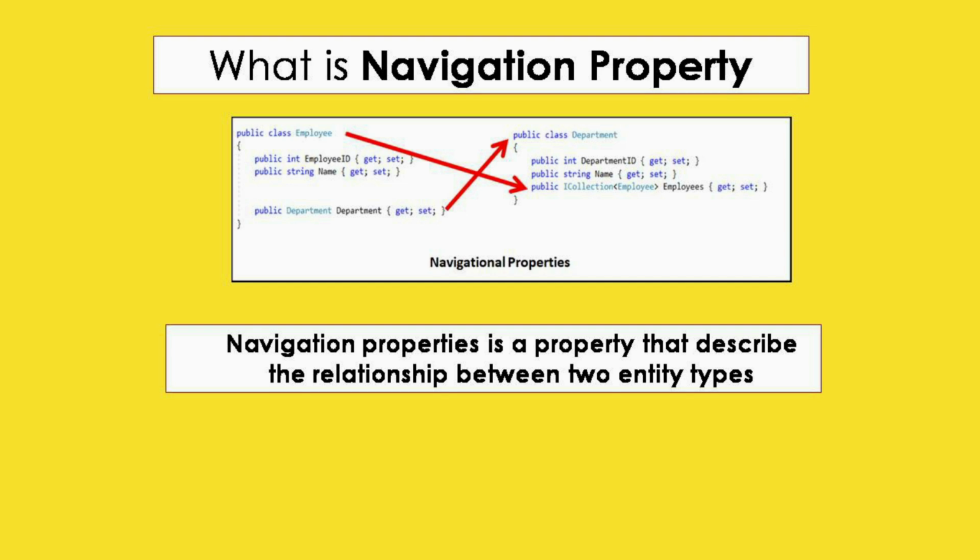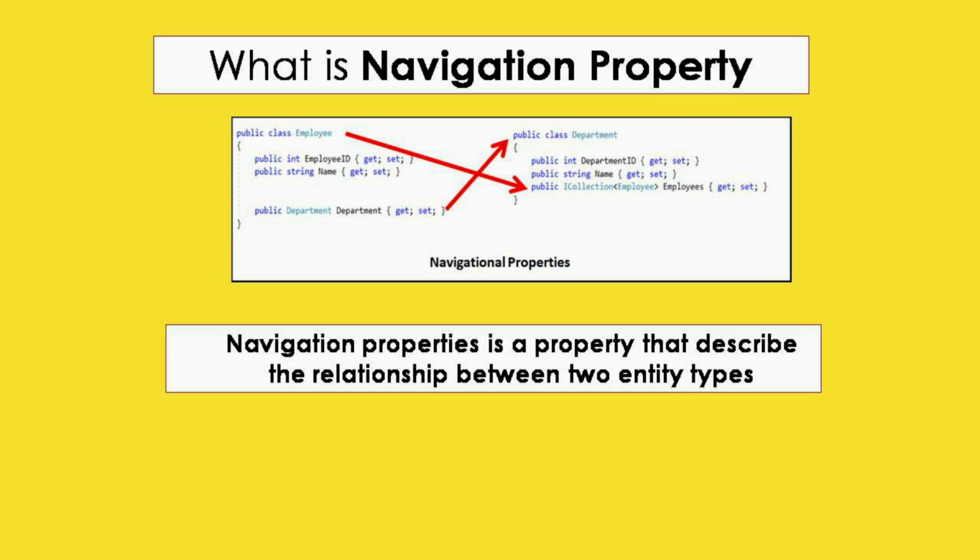Okay, and in the employee model we have a navigation property, the department property. And in the department model we have a property, ICollection of employees. This is a navigation property. So based on these navigation properties, we can say we have a one-to-many relationship between employee and department. One department has multiple employees and one employee has one department.